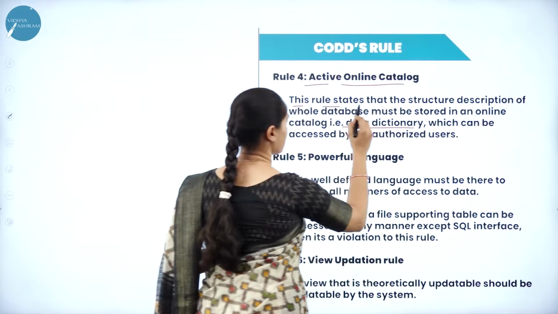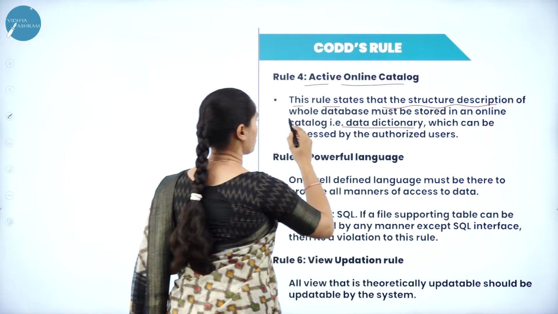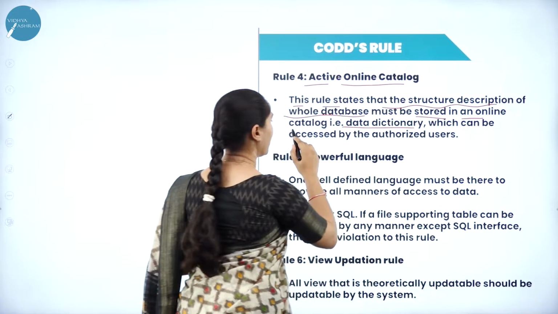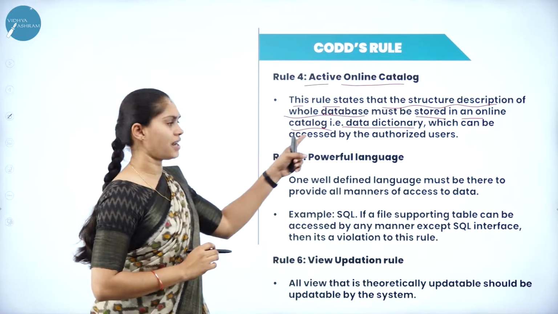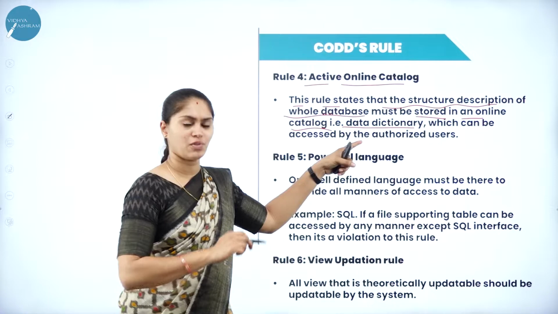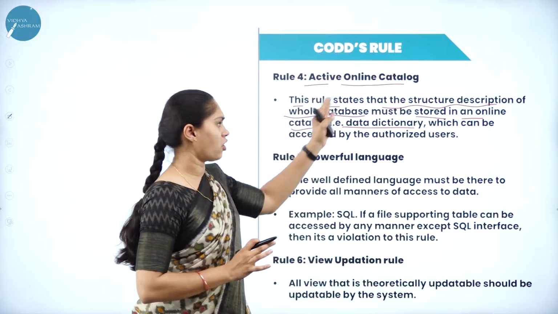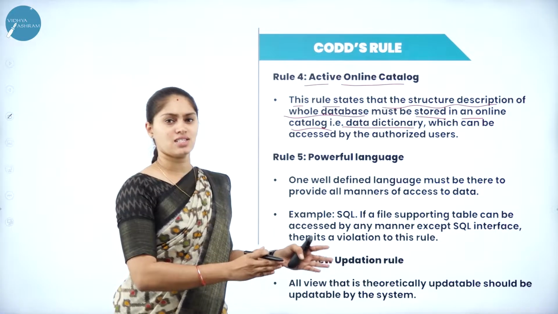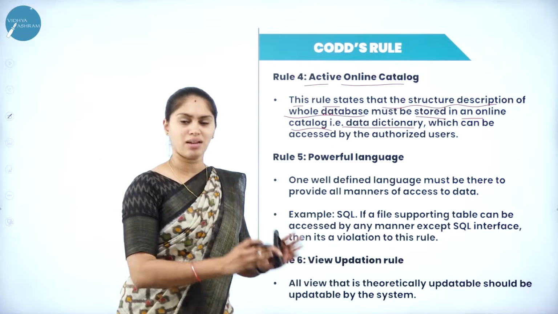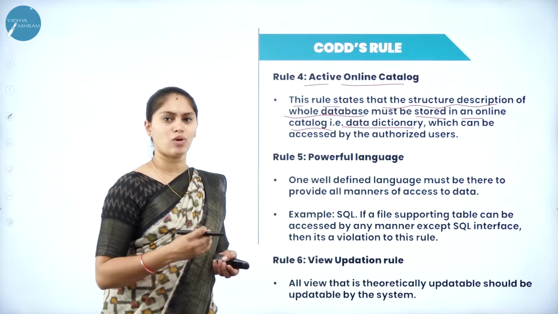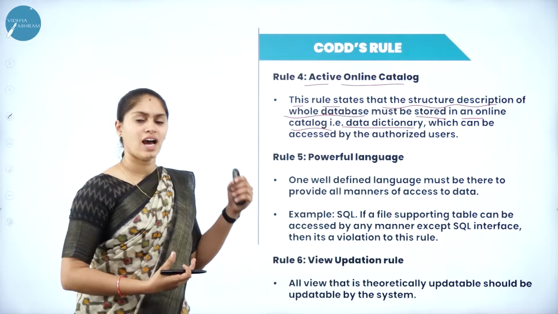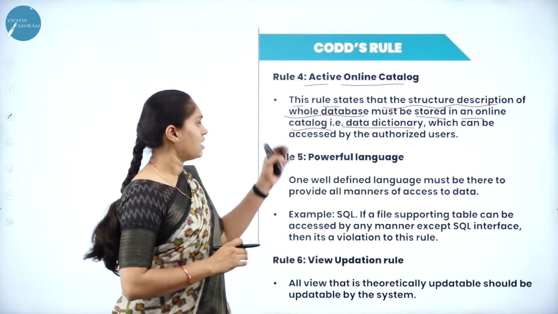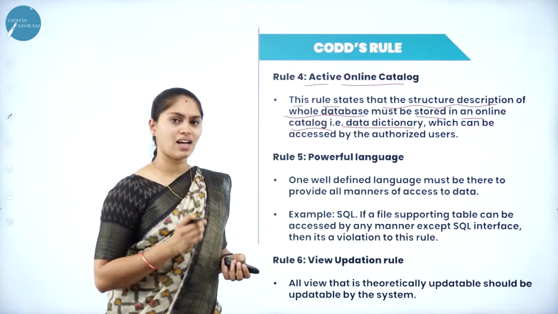So this rule states that the structured description of a whole database needs to be stored in an online catalog, which is considered a data dictionary. It is going to have a complete structured description of the complete database. It consists of how many tables, what we have in each table, what data we have, which is the primary key, and how I can access each element. Everything is stored in that catalog, which is nothing but the data dictionary.